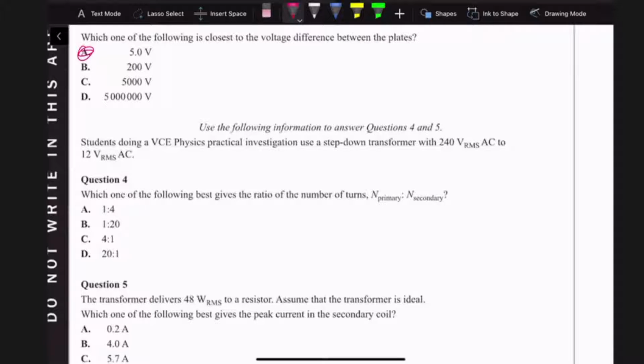So there's a step-down transformer going from 240 volts to 12, and we know that V2 on V1 is equal to N2 on N1. So 240 divided by 12 is going to be 20 on 1, so that means N2 on N1 should be 12 on 240. So it's going to be 1 on 20, so that means N2 is 1 and N1 is 20, so that would be D.